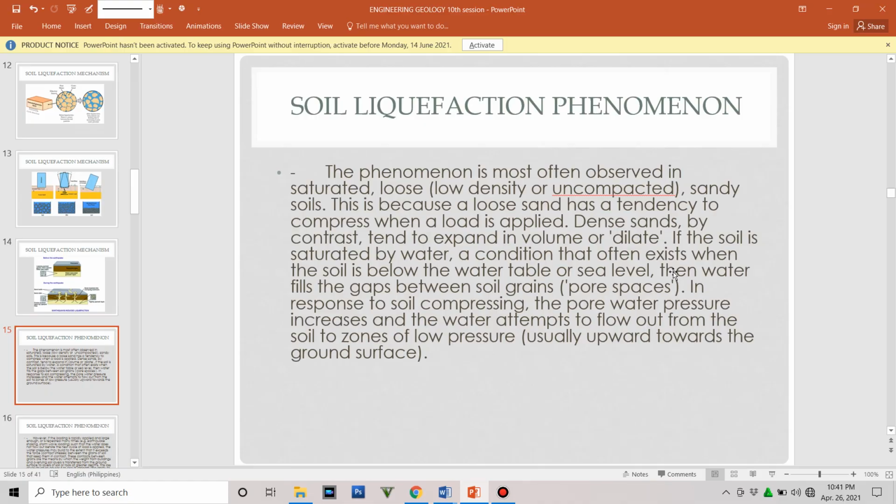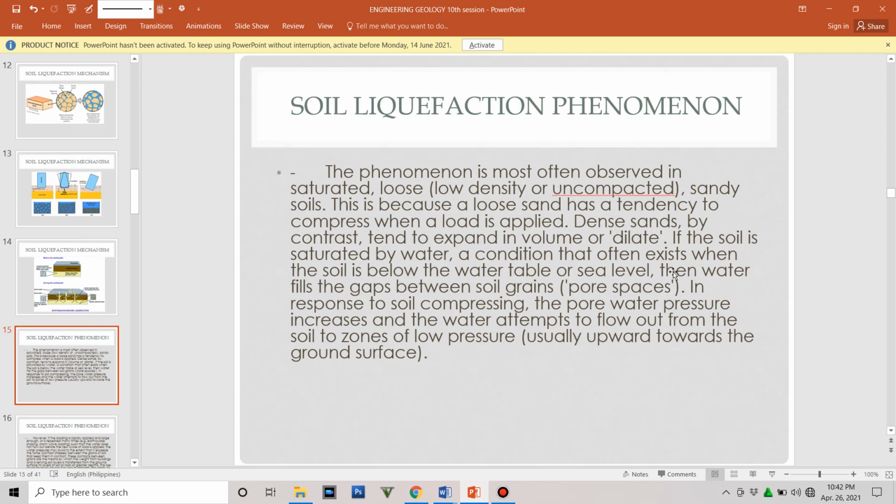So the phenomenon is most often observed in saturated loose sandy soils. This is because a loose sand has a tendency to compress when the load is applied. Dense sands, by contrast, tend to expand in volume or dilate. Ano bang ibig sabihin ng dilation?